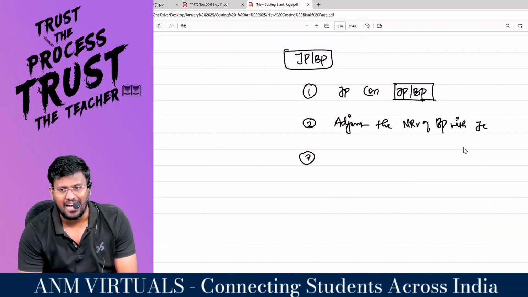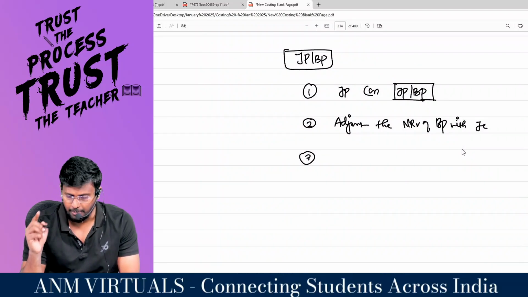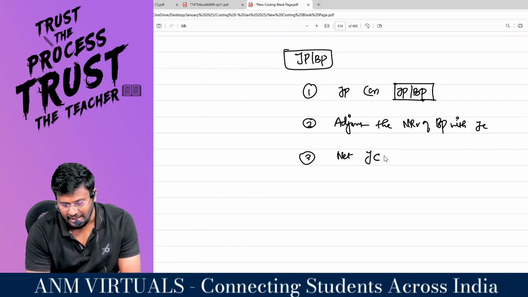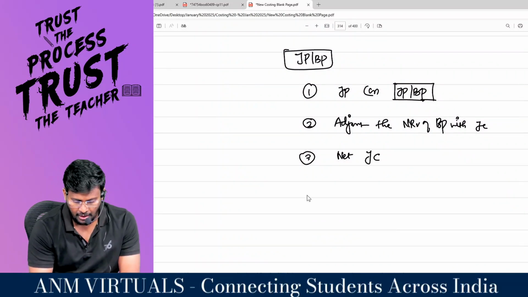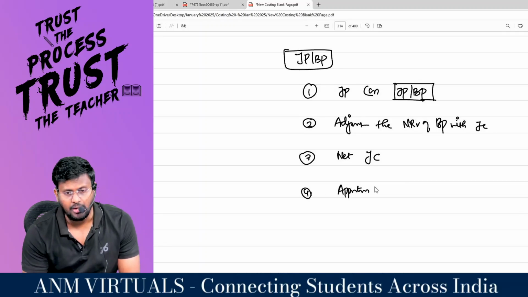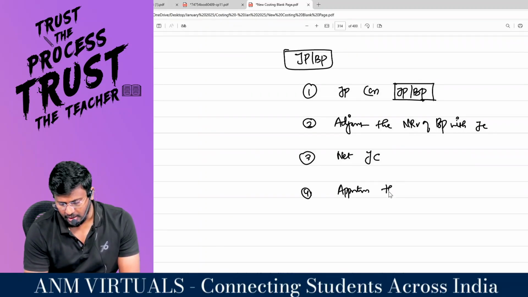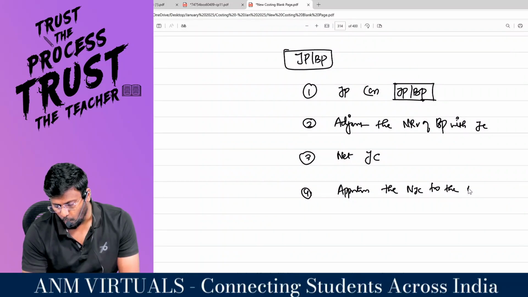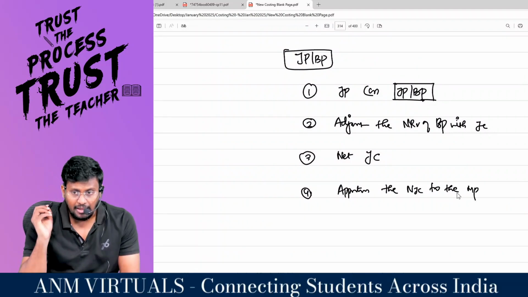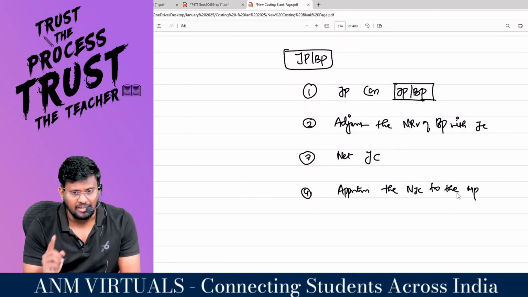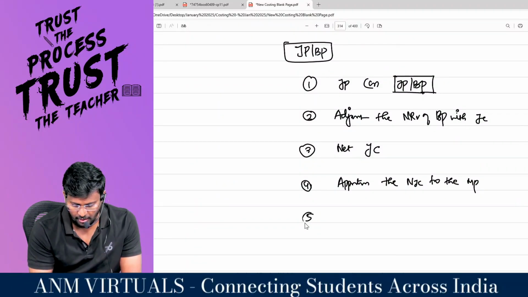Adjust the NRV of the byproduct with the joint cost. You will get the net joint cost. Apportion the net joint cost to what product? Main product. Only to the main product. Don't apportion to the byproduct. Right, sir?